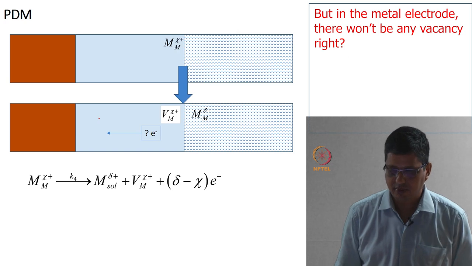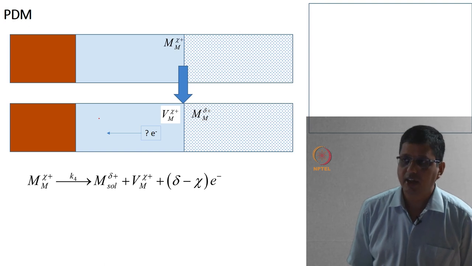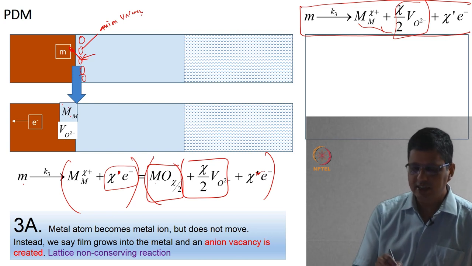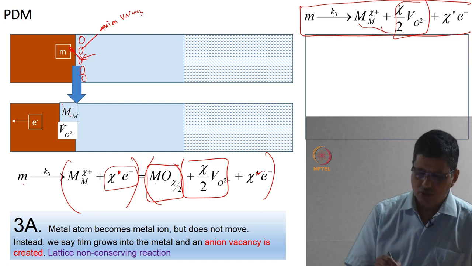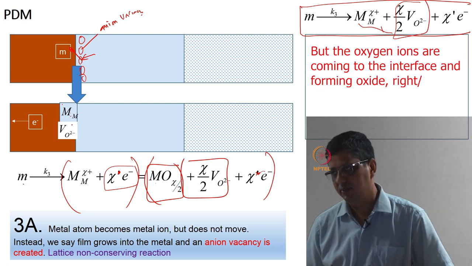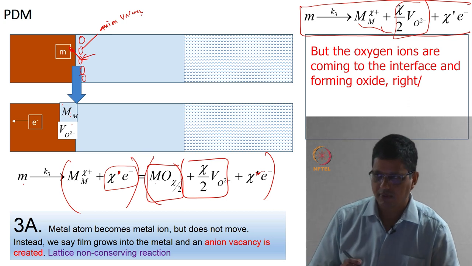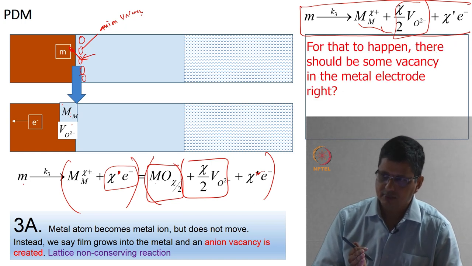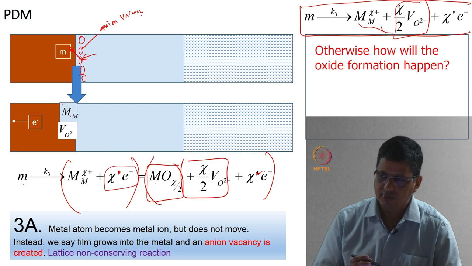Sir, but in the metal electrode, there won't be any vacancies because outside of metal electrode, there won't be any vacancies. So if we see a vacancy here, it's not metal. If we see a vacancy right next to that, metal cannot be present as an ion. So you have an ion here, you have a vacancy, it has to be a film. The oxygen ions are coming into the metal at the interface and forming an oxide, right? Yes. It is like the layer is growing inside. For that to happen, there should be some vacancies in the metal electrode, right? Otherwise, how will the oxide formation happen, sir?